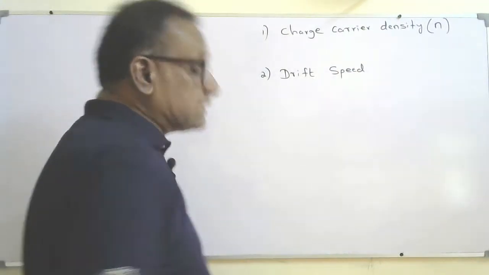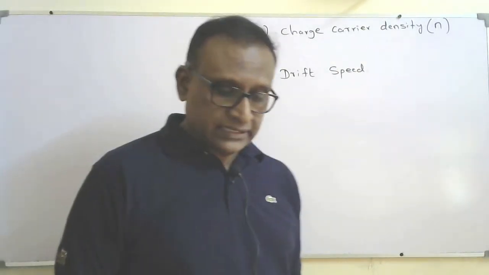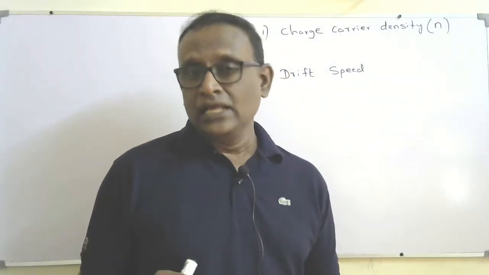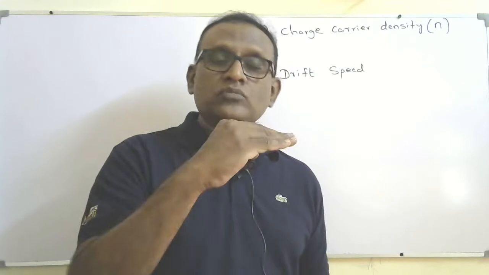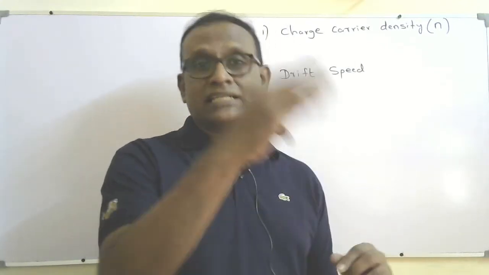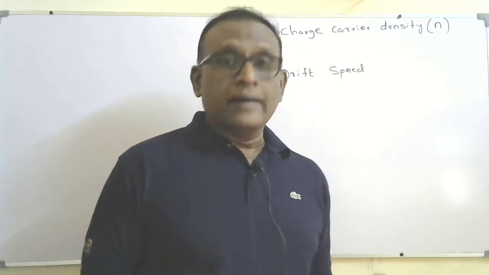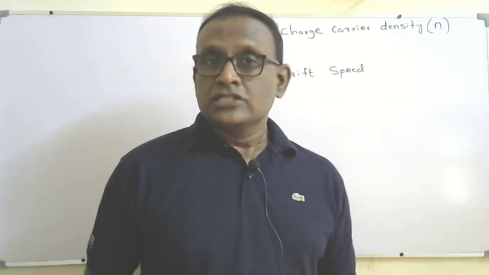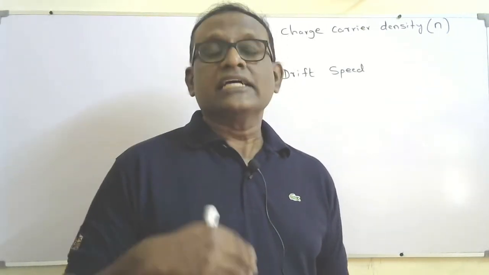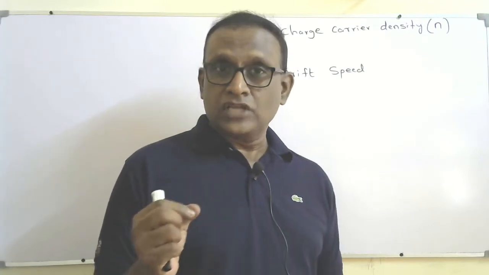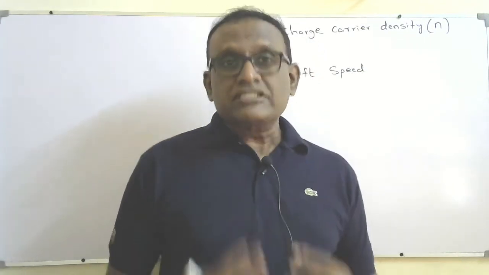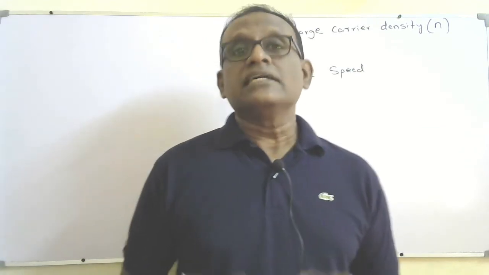Okay, next thing is drift speed. When these delocalized electrons flow through a wire or material, they don't move in a straight line. They will have several collisions with the atomic planes, or collisions among the electrons. So their velocity will continuously change. The instantaneous velocity will continuously change. So drift speed means the average speed.